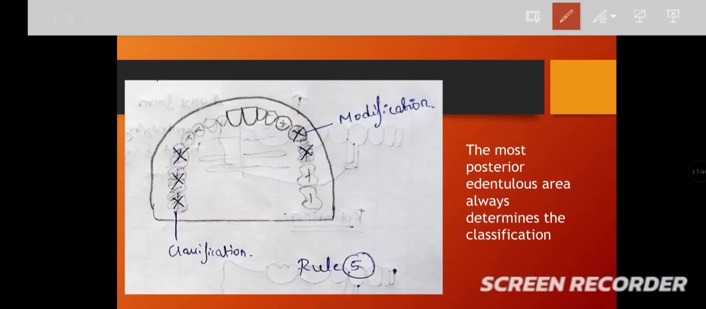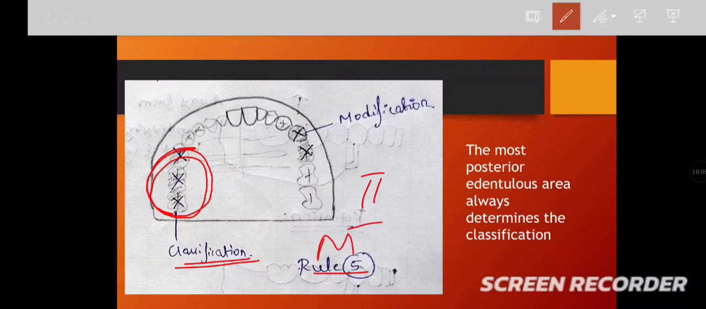Now rule number 5. The most posterior edentulous area always determines the classification. In the picture you can see there are missing teeth on both sides, but we are considering the edentulous space which is most posterior. That is why it is called class 2 instead of class 3, because we are considering the most posterior missing teeth. So it is called class 2 Kennedy's classification with modification 1, that is mod 1.